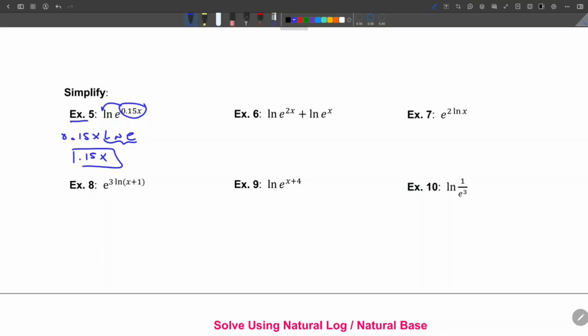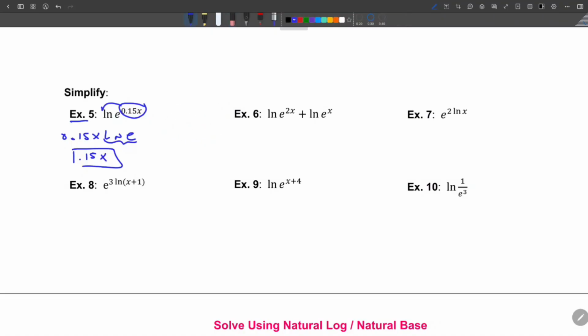Sometimes that one can be a little tricky. You just have to remember that. If you're unsure, you can't put a variable in your calculator, but you could enter the natural log of e to the 0.15, and when you hit enter, this will become 0.15. That's an easy way to check, or if you're confused and not remembering properties, you can check some of these properties using your calculator.